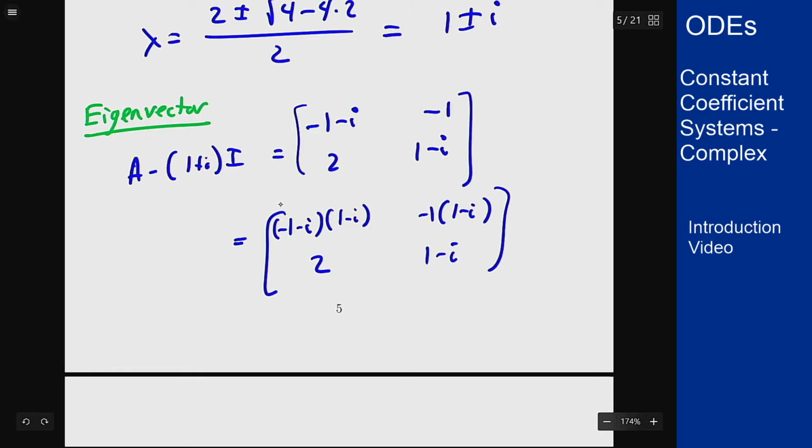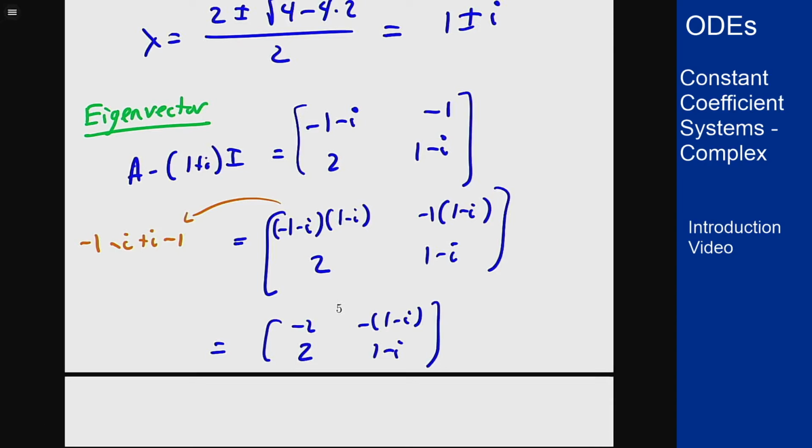If I expand out this over here, I will see negative 1 minus i plus i minus 1. So it's negative 2, which means the matrix becomes negative 2, negative 1 minus i, 2, 1 minus i. So these are the same equation. It's a redundant equation here, so we're okay.